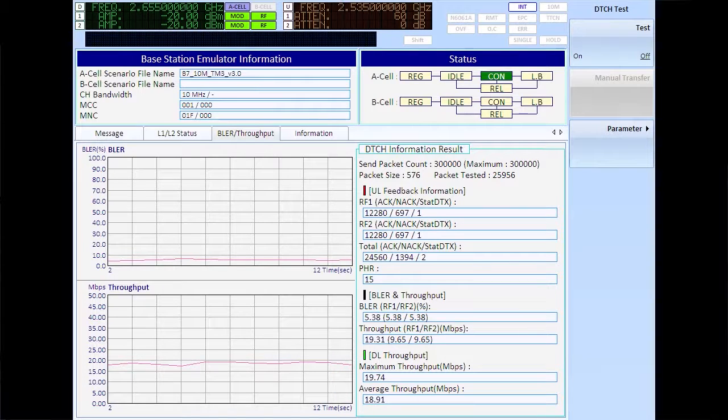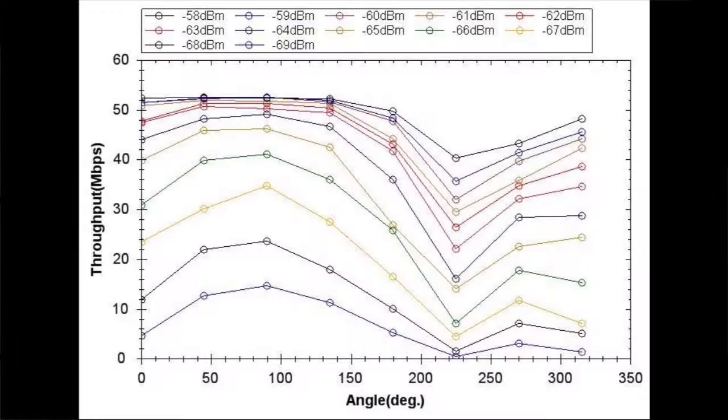We can continue to step through rotation angles until we have a complete set of data for a given cell power level. This can be repeated for multiple power levels to get a more complete picture of the data throughput rates for different angles of rotation and cell power levels. This is what a typical set of results look like, with angle of rotation on the x-axis and throughput on the y-axis. If we then average the throughput values across the angles of rotation for an individual power level, we can chart cell power level versus throughput.